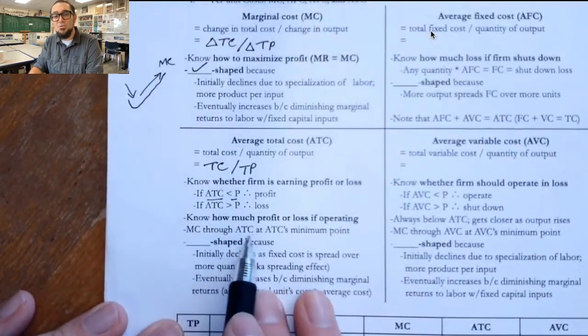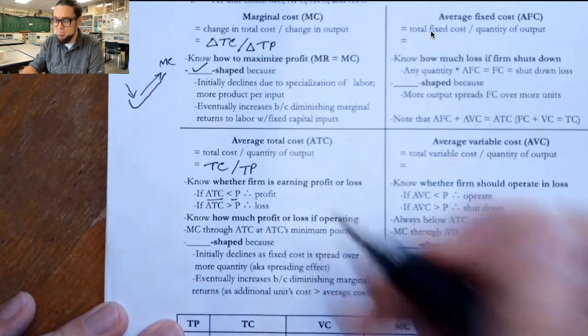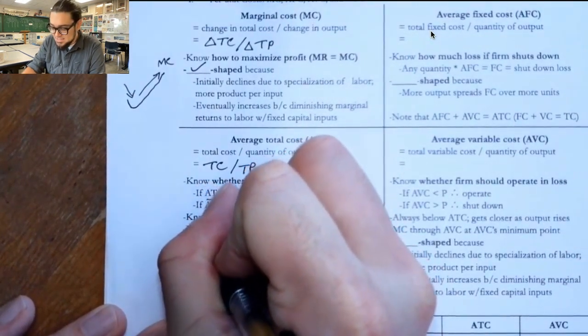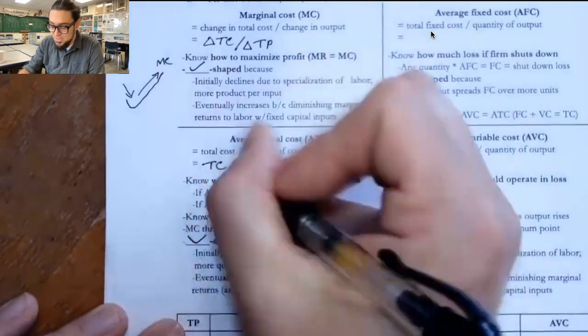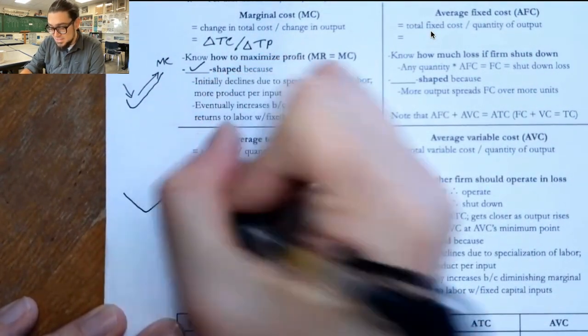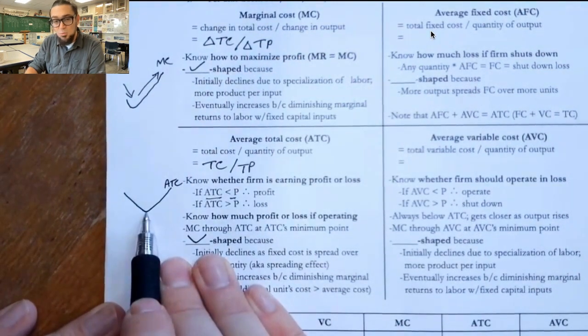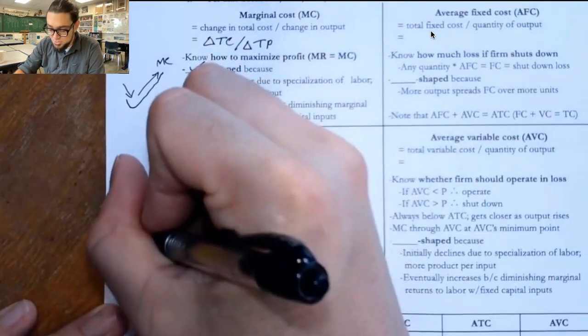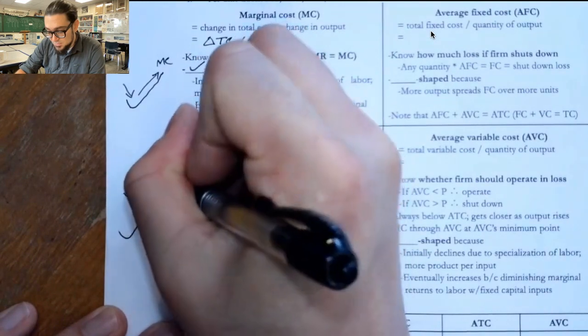MC has to go through the ATC at ATC's minimum point. And we'd say ATC has this kind of U shape or V shape. And just so we have an idea of what that's going to look like, ATC does one of these, and then right through that minimum point of the ATC, the marginal cost curve is actually going to go up and through there.